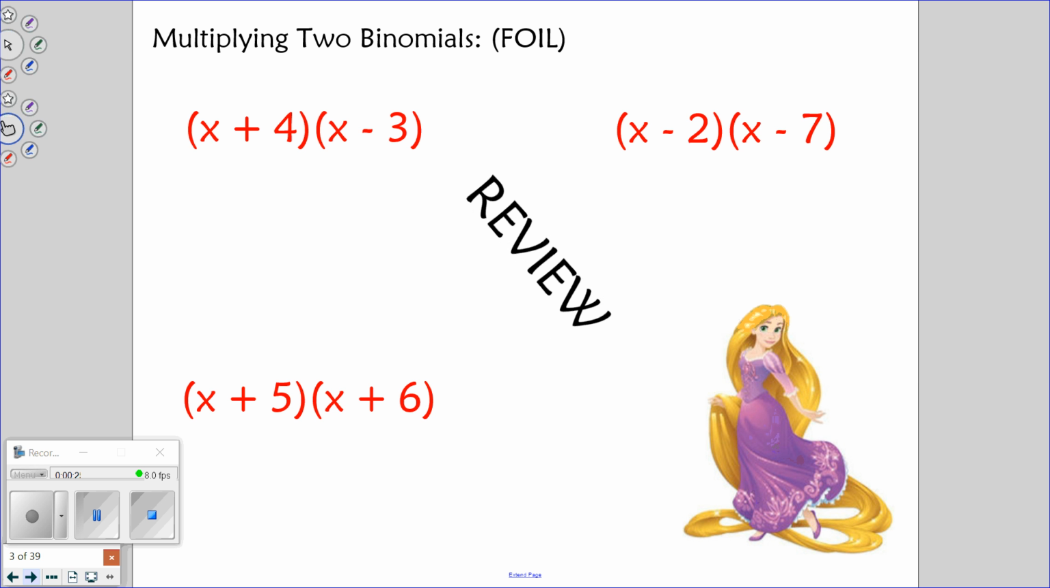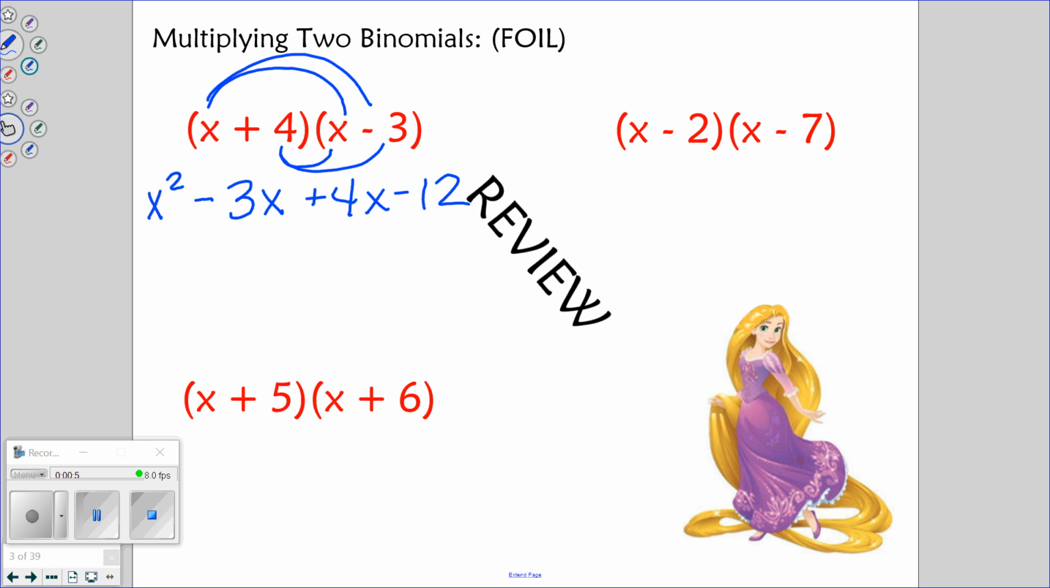So before we get into actually factoring, let's take a step back. Let's see where we're coming from. So if I gave you x plus 4 times x minus 3, you'd have to distribute, right? You'd have x squared minus 3x plus 4x minus 12, right? And then what would you do after you distributed? Good. You'd put your like terms together. So we'd have x squared, that's a positive 1x, minus 12.